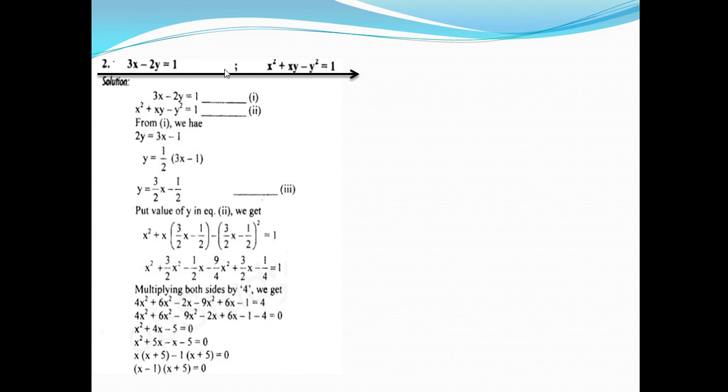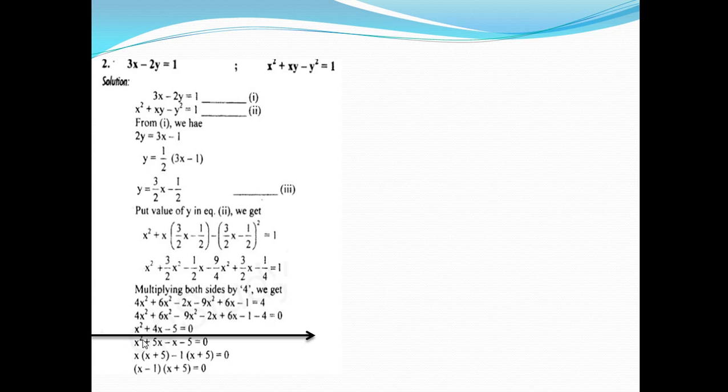3x minus 2y is equal to 1, and x square plus xy minus y square is equal to... First is the linear, second is the quadratic equation. Solve the linear equation as a procedure, then get the value y is equal to 3 by 2x minus 1 by 2. Put in equation number 2, and after simplification and LCM, we get x square plus 4x minus 5 is equal to 0, and this is the standard quadratic equation.